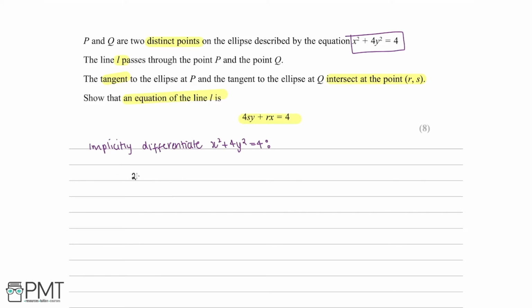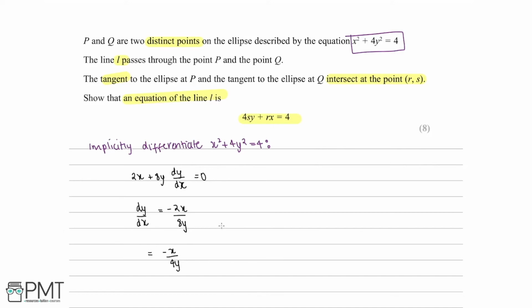So if we implicitly differentiate x squared plus 4y squared is equal to 4, we get 2x plus we multiply our 4 by our 2 in order to get 8y multiplied by dy by dx is equal to 0, and we can thus rearrange this to get dy by dx. So dy by dx will be equal to minus 2x over 8y, which can be simplified to minus x over 4y. Well, now that we have the gradient of the ellipse at any point, let's find the gradient of the ellipse at points P and Q.